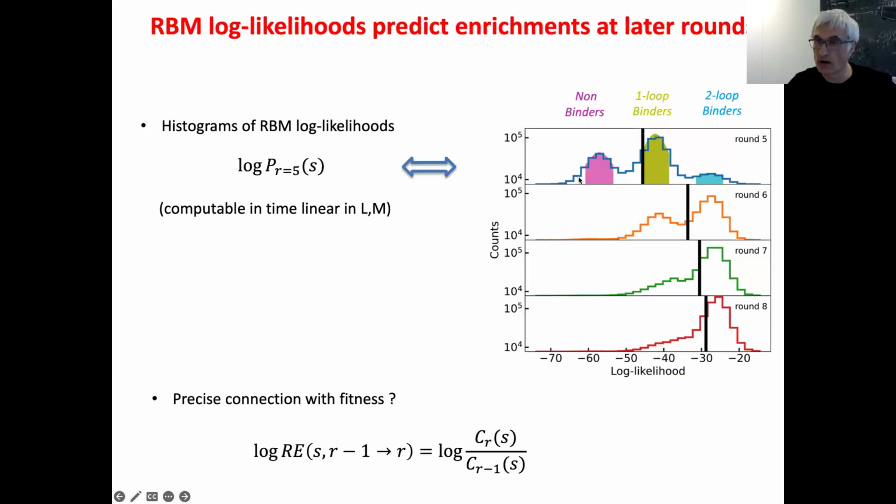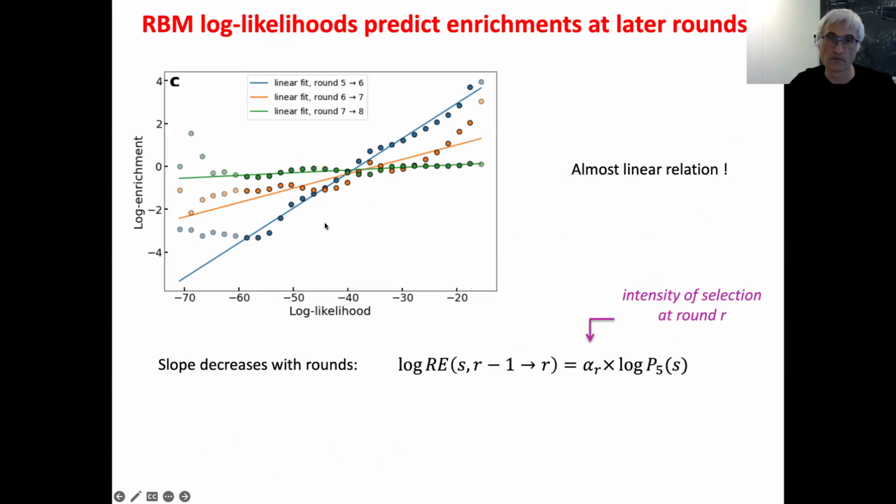So we see something where the bad guys are disappearing and the good ones get amplified, but does it have anything to do with fitness? Again, the model is trained on a single round. So we go to the usual definition of the relative enrichment, which is the log of the number of counts of a sequence at round R over the same thing at round R-1. And we expect this to be a proxy for fitness. Now, if we plot what people do in experiments in data analysis against the log likelihood of our model, this is what we get. We get the log likelihood here, the log enrichment at different pairs of rounds, with different colors for round 5 to 6, 6 to 7, 7 to 8.